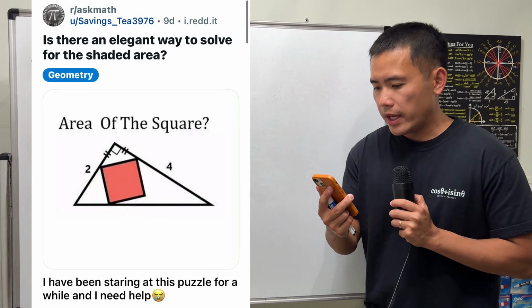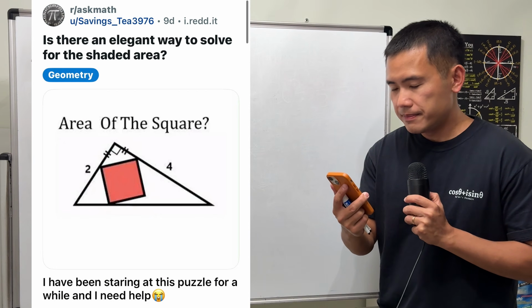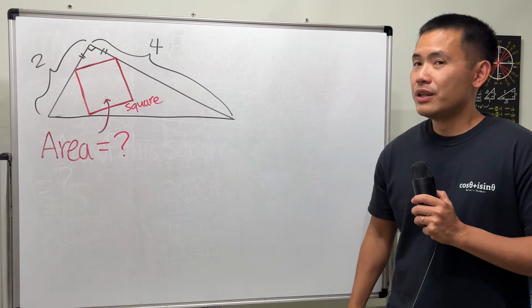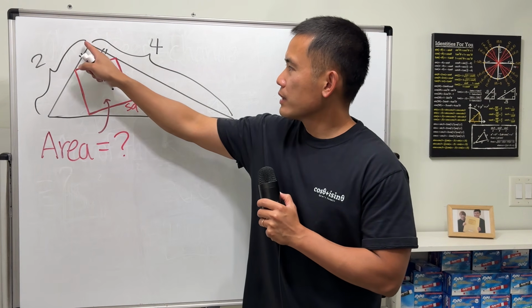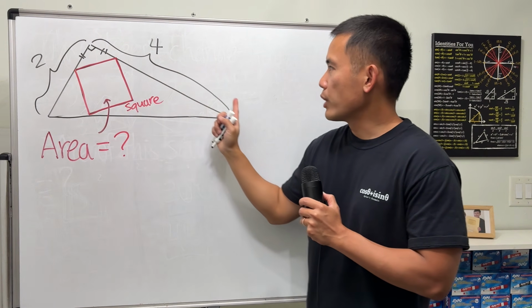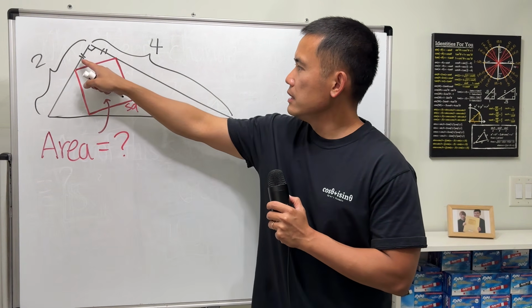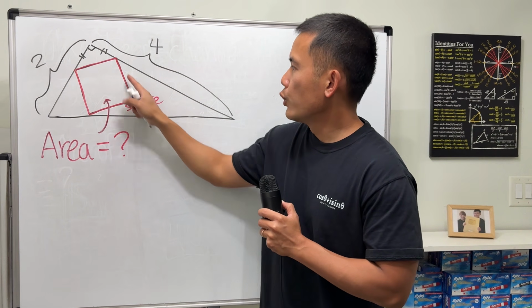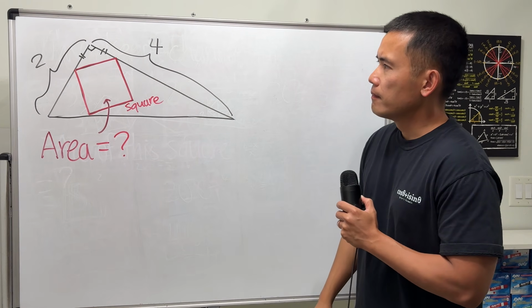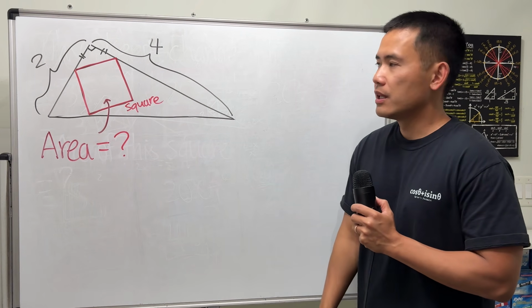Is there an elegant way to solve for the shady area? Okay, let's take a look. So first we have a right triangle. Here's the right angle. We know that this side right here is 2, and this side right here is 4, and this and that are equal. The goal is to find the area of this red square. How do we approach this?